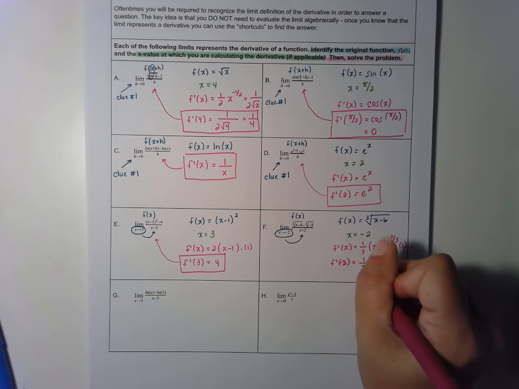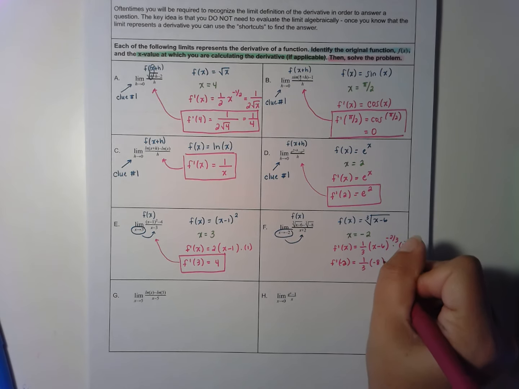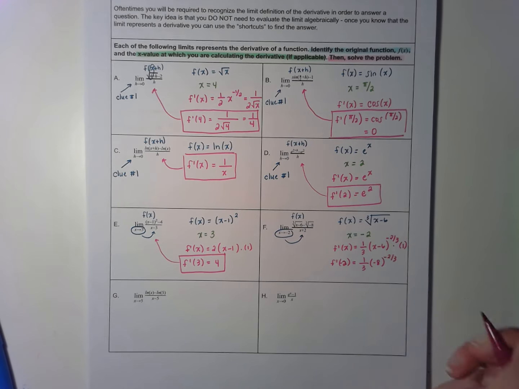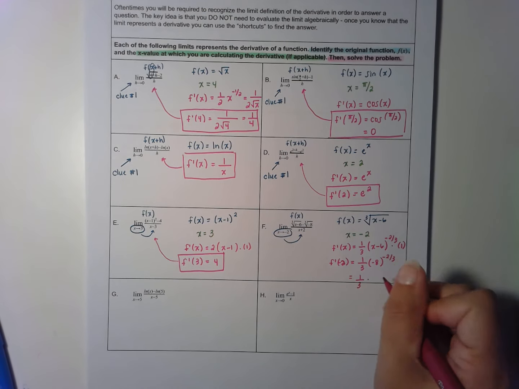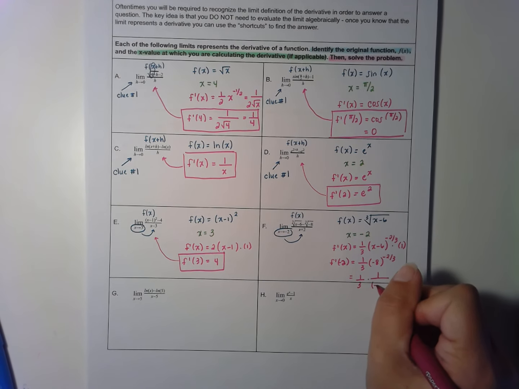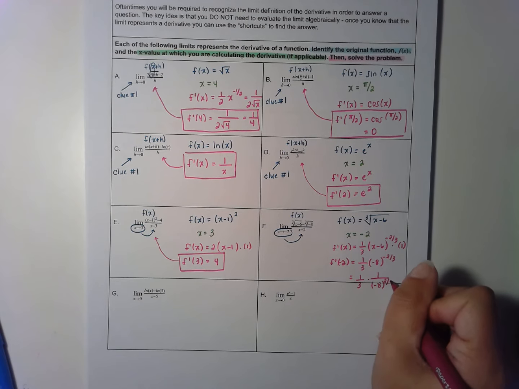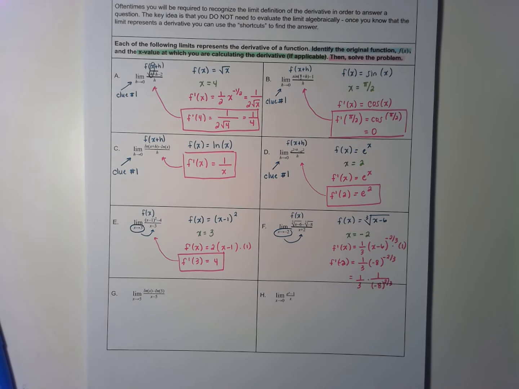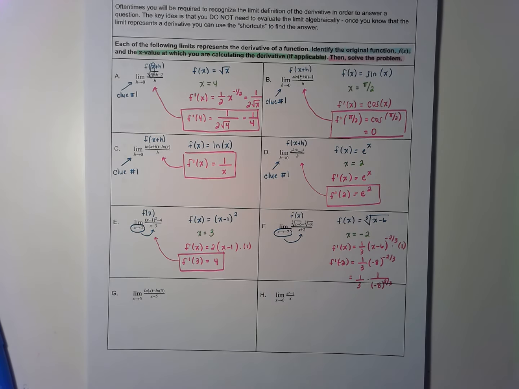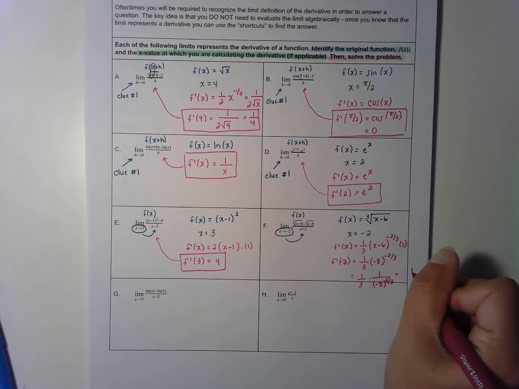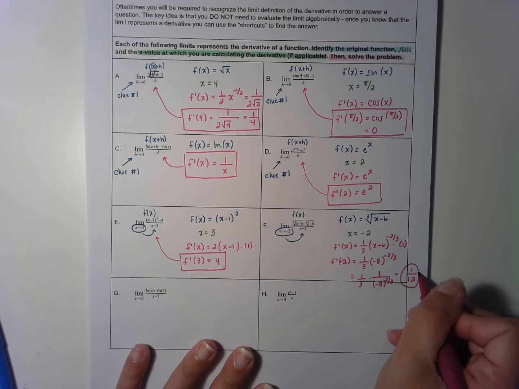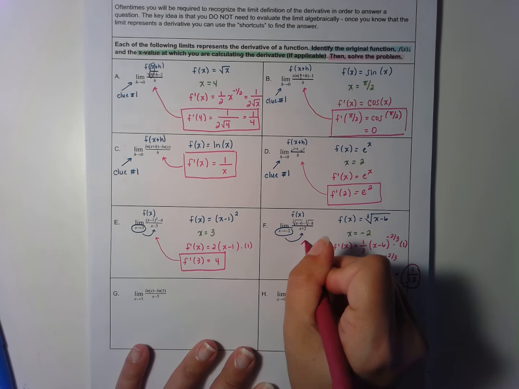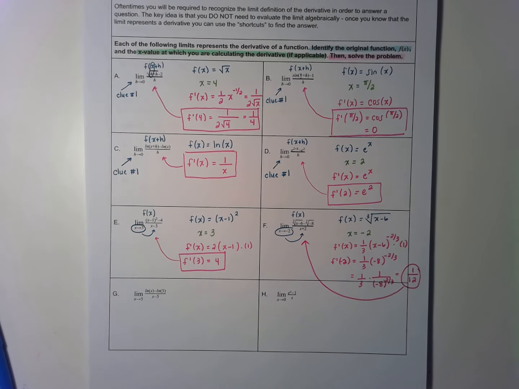which is 1/3 times -8 to the -2/3 power. Now that really means 1/3 times 1 over -8 to the 2/3 power. I'm going to do this in 2 steps. The cube root of -8 is -2, and when you square it, you get 4. So your final answer here would be 1 over 12. And that would be the answer if you simplified this limit, because that really means the derivative.